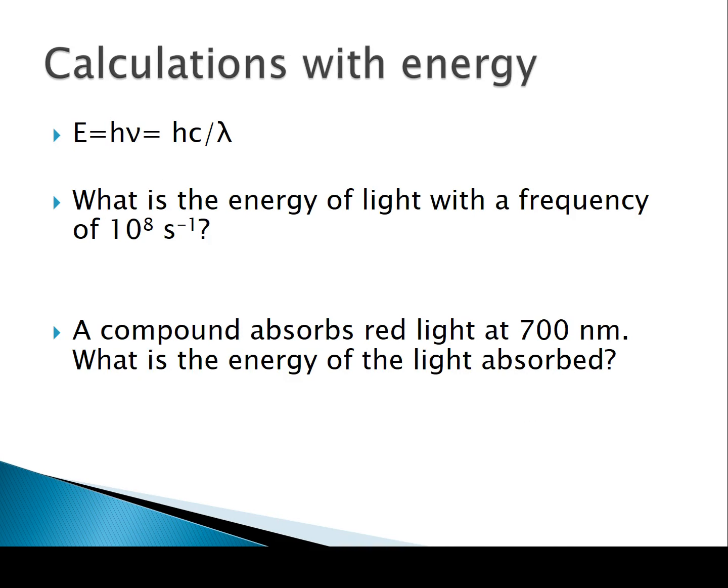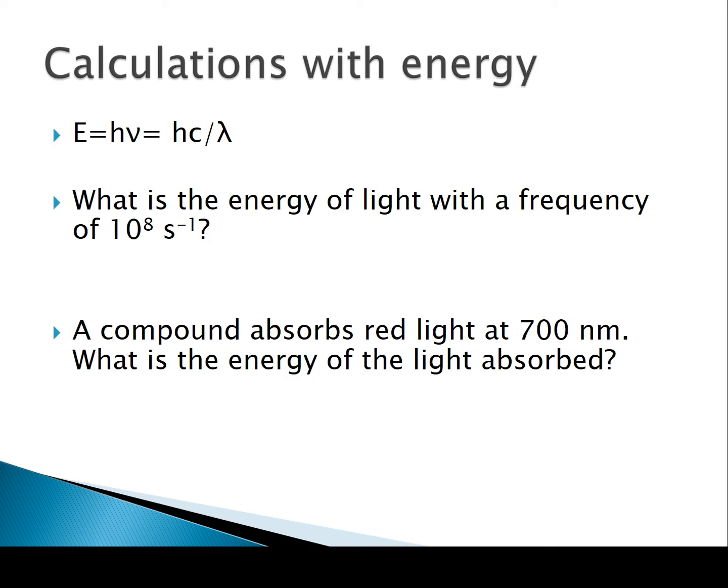Okay, so we can do calculations with energy according to this equation. E equals h nu, which also equals hc divided by lambda. Now, the terms in this equation: E is the energy of radiation, h is Planck's constant, which is 6.63 times 10 to the negative 34th.